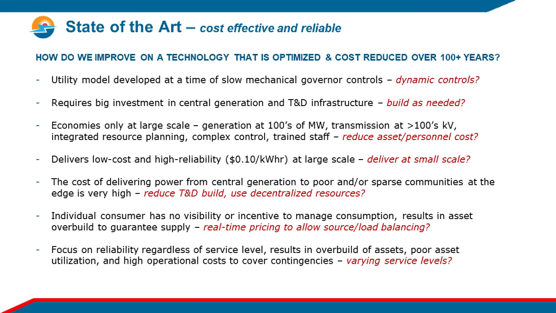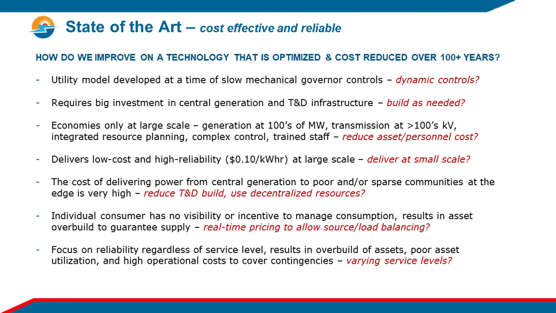So let's take a look at this, right? Utility models were developed 100 plus years ago. We had a national grid working well before microprocessors and DSPs or PMUs were ever there, and it worked very well. This was mechanical governor controls, and it did a very good job of providing energy for everybody. So how can you improve on that? Well, today we have dynamic controls. Can dynamic controls play a role in how systems of the future can be put together?